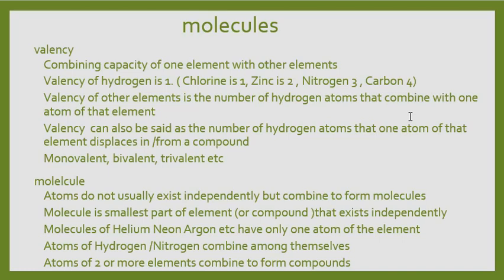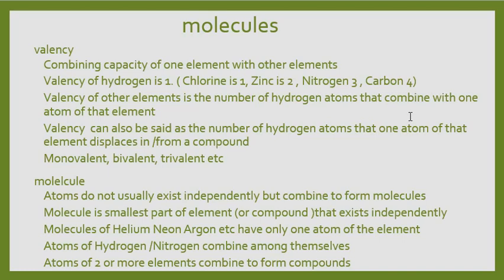Atoms do not exist independently. Atoms combine together to form molecules. So H2, O2, O3 is ozone. Then we have P4, sulfur is S8, carbon is C, like that, right? A molecule is the smallest part of an element or a compound.